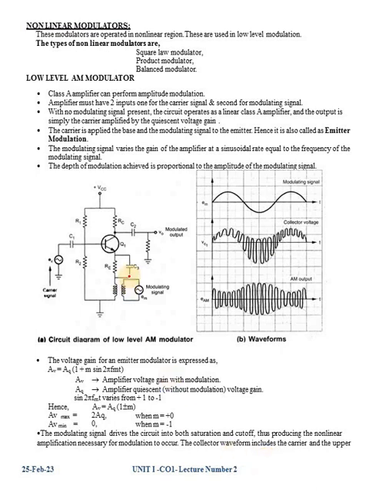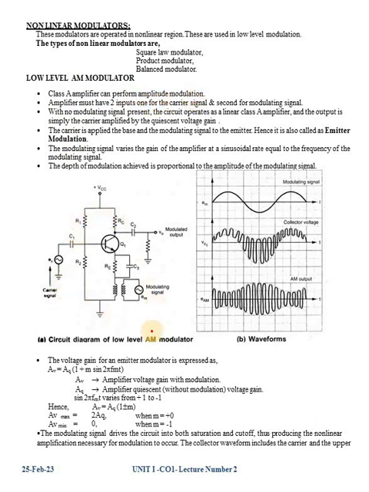Now the non-linear modulators. These modulators are operated in a non-linear region. These are used in low level modulation. Low level modulation means the signal energy level is low. The types of non-linear modulators are square law modulator, product modulator, and balanced modulator. First we will discuss the low level AM modulator. A Class A amplifier can perform amplitude modulation.